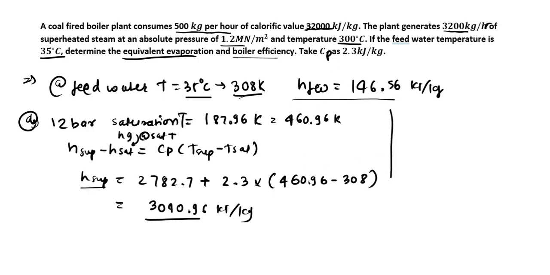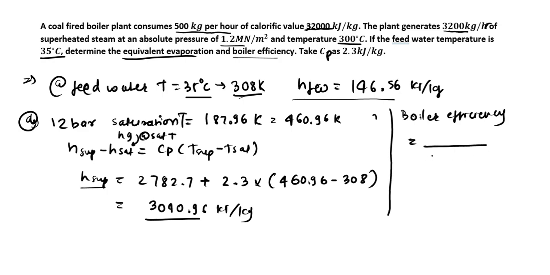So we know that when we find the boiler efficiency, let us now find the boiler efficiency. We have boiler efficiency, which is nothing but the output of the boiler divided by the input of the boiler.